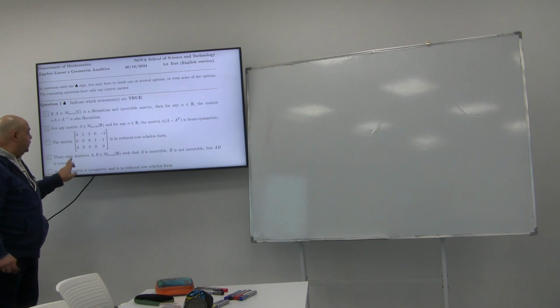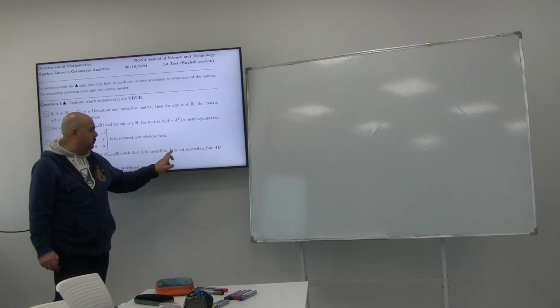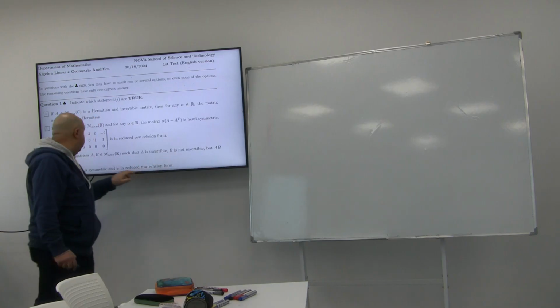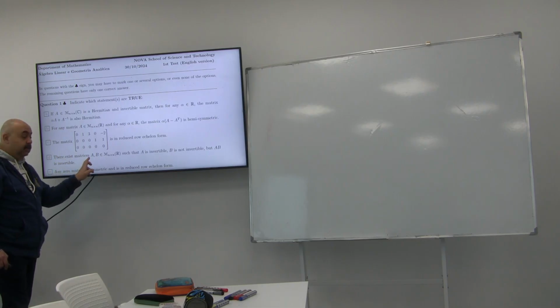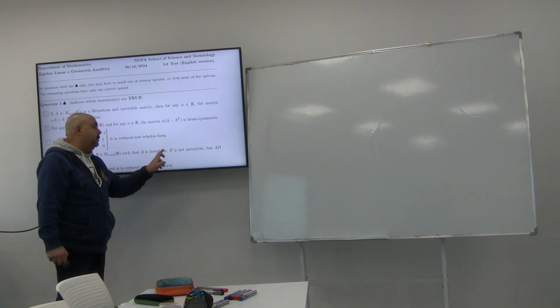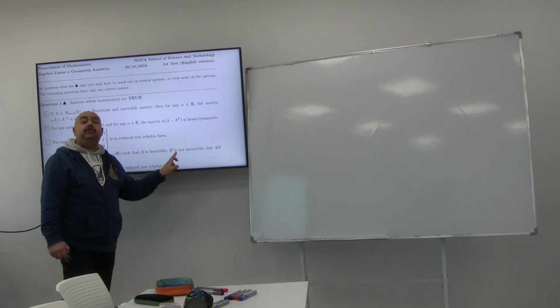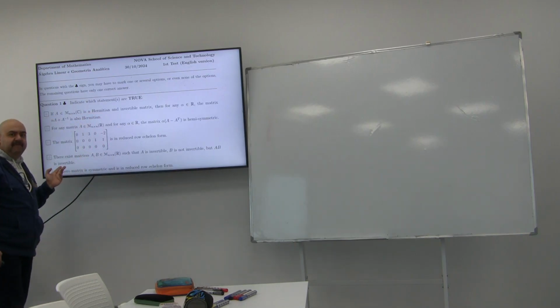For D, there exist matrices A, B that belong to m by n, such that A is invertible, B is not invertible, but AB... oh, hold on. There is something wrong in this statement, because he is stating that there exist matrices A and B, which are square matrices, such that A is invertible, but B is not invertible. Since B is not invertible, then AB is not going to be invertible.